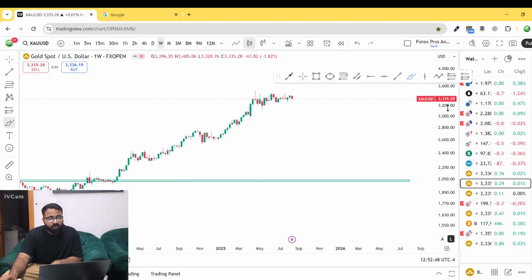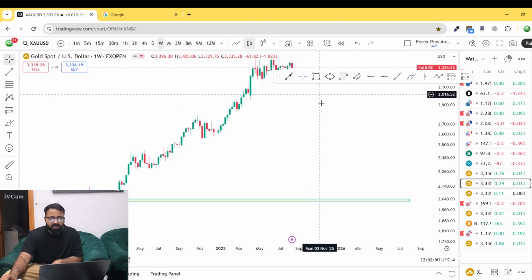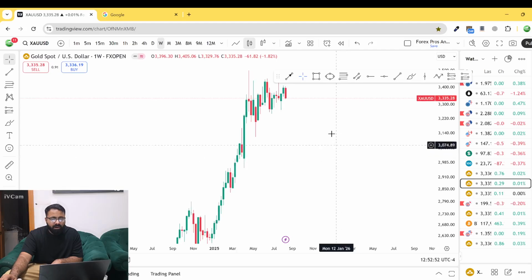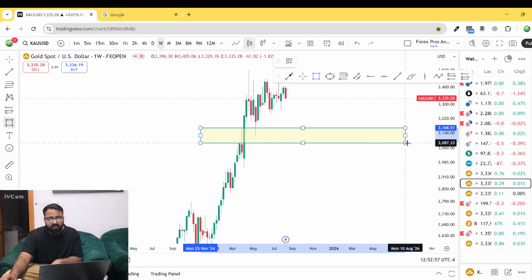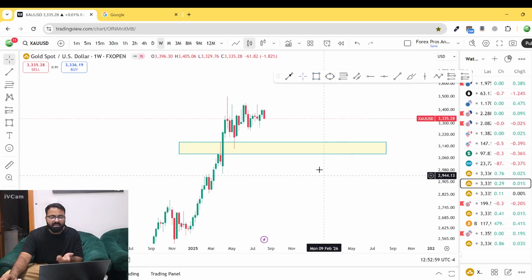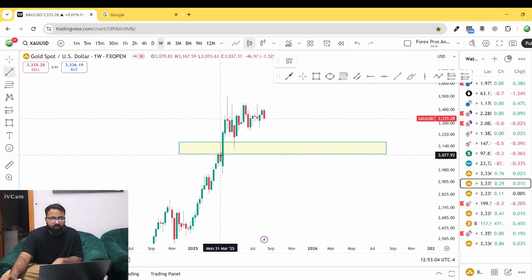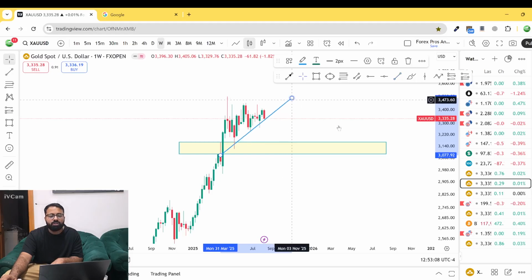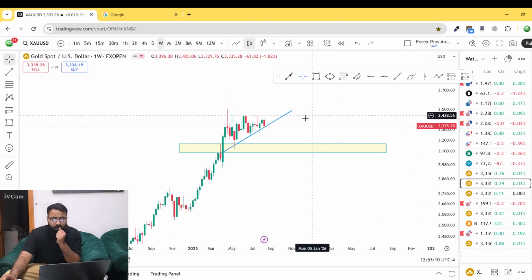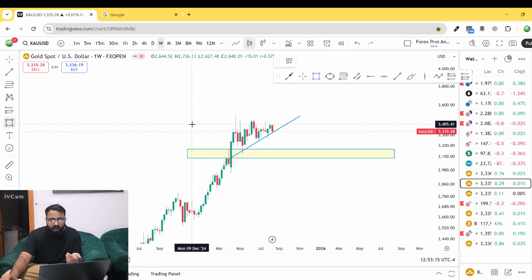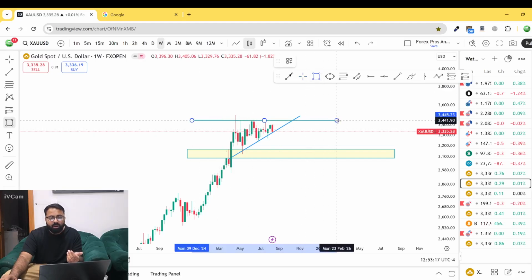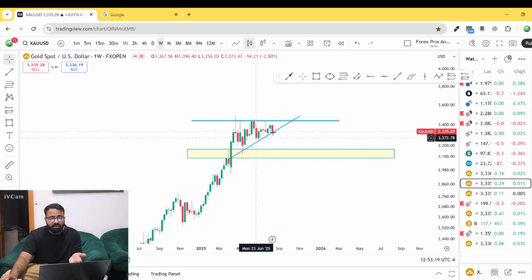So on the weekly time frame, the situation is quite similar, but one thing we need to know is that this is a support area which the market has been respecting for quite some time. If we take a trading channel from this point, we can see that the market is in a bullish trend till now. And maybe the market might make another move towards the upside, because this is the resistance area and this is the support area.